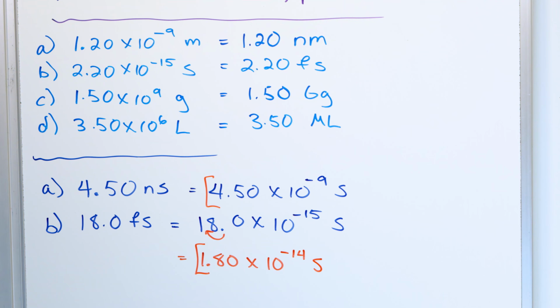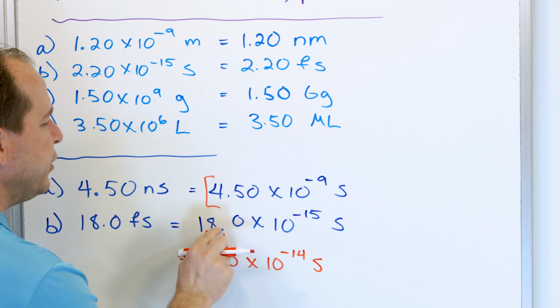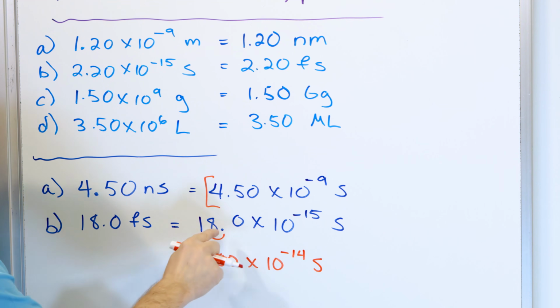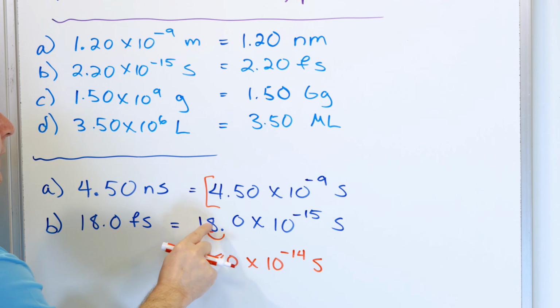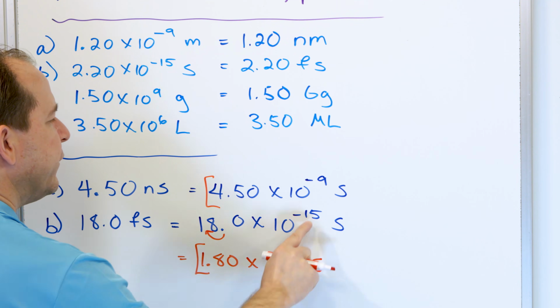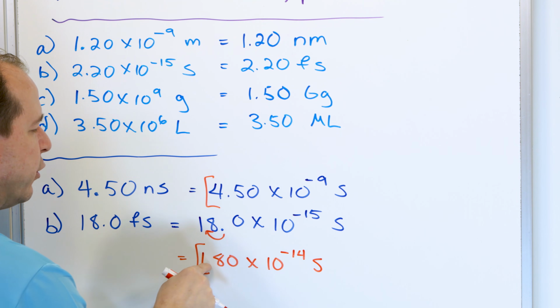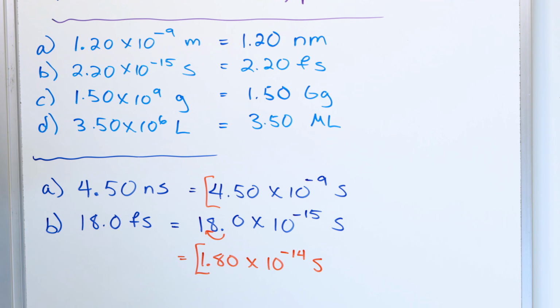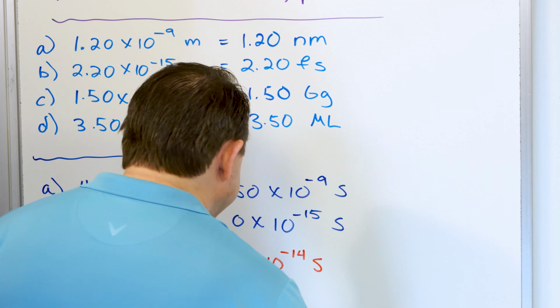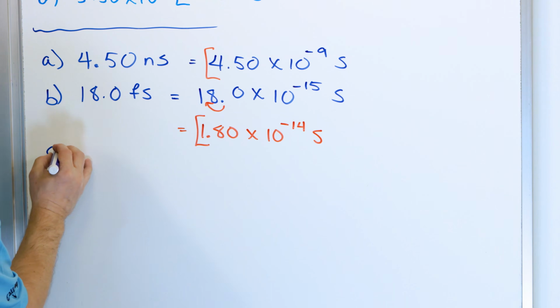So that is kind of a tricky question. When I give you something and say write it in scientific notation, you can't leave it like that. You have to write it down as you see it, and then move that decimal 1 position, and then alter the exponent, because if you move it 15 from here, it's going to be too small. You have to change it so that it only moves 14 positions. So 1.80 times 10 to the minus 14 seconds. All right, let's take a look at the next one.